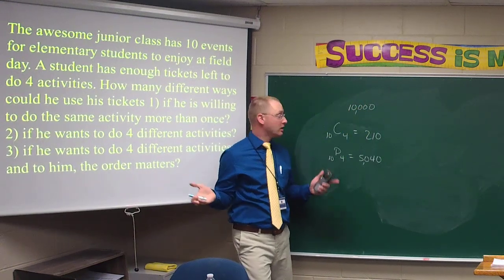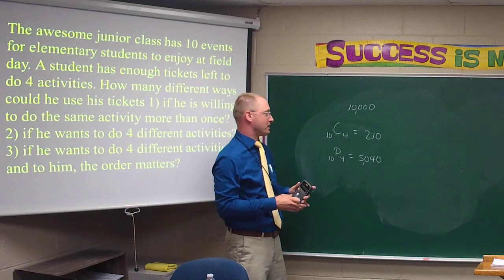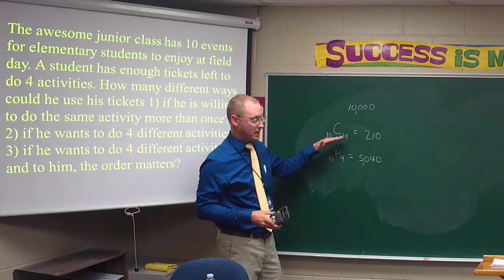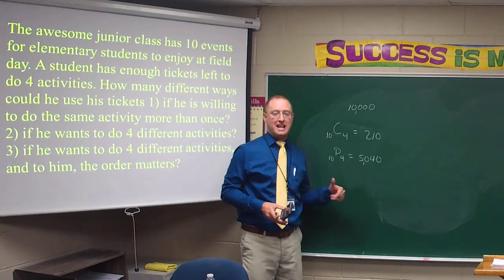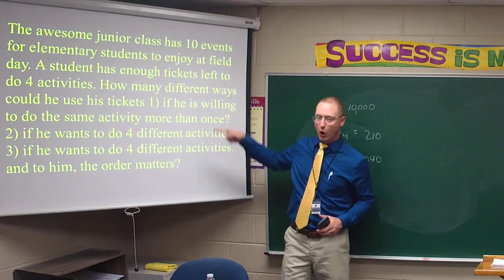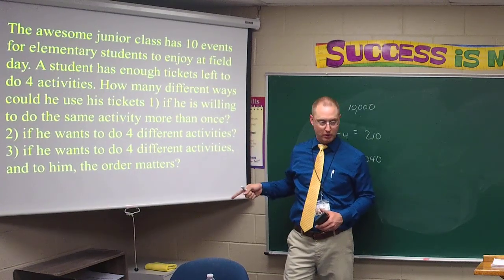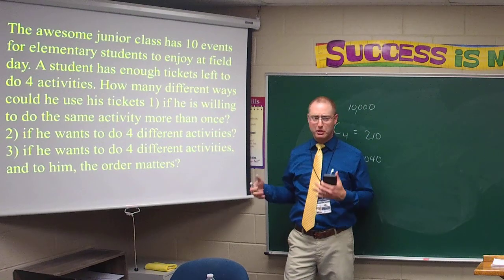So our answer to the first one was 10,000 different ways he could spend tickets if he was willing to repeat. 10 to the 4th, 10 times 10 times 10 times 10. 210 if he's not going to repeat. 5,040 if he's not going to repeat, and order matters. Do we kind of see a breakdown of all 3 in this one problem? Questions on this? Does this help, I hope, to clarify?